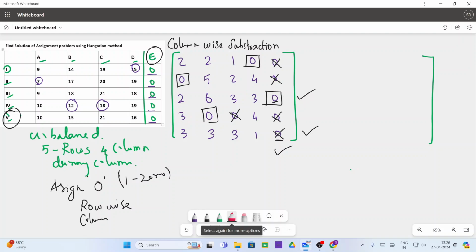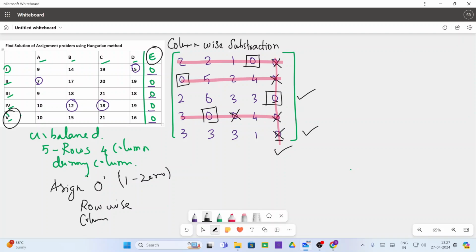Now what you need to do is strike out the ticked column and the unticked rows. This is a ticked column, strike it off. And the unticked rows: the first row is unticked, the second row is unticked, and the fourth row is unticked. So strike out the ticked column and unticked rows. Is it clear?